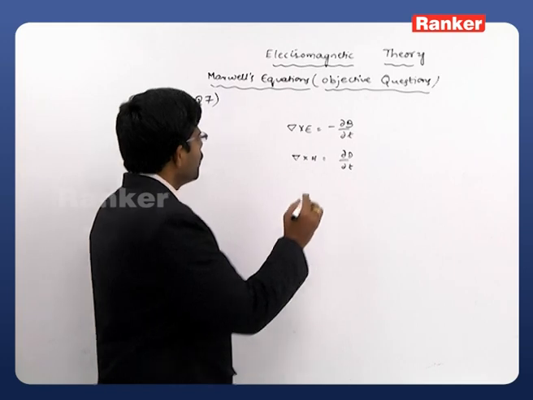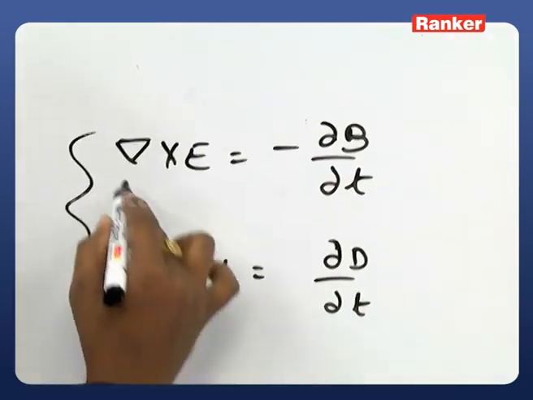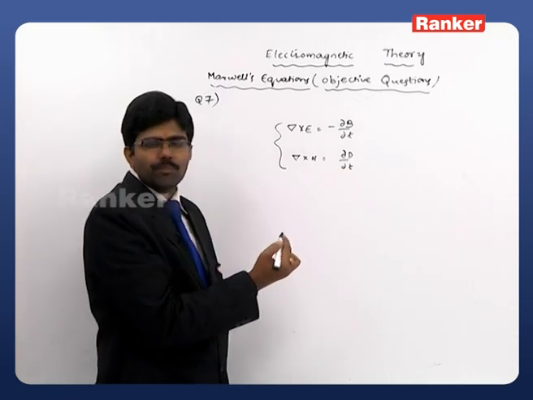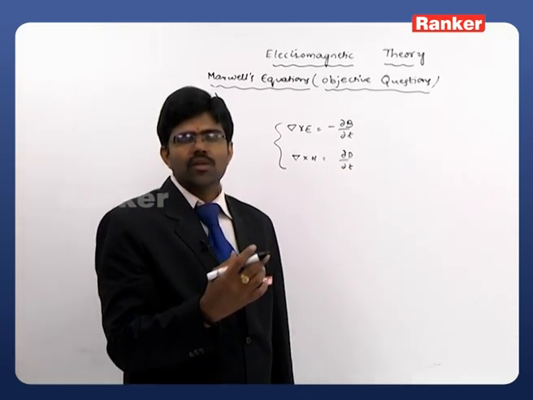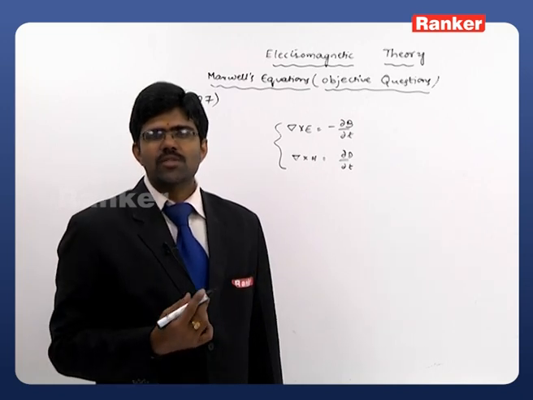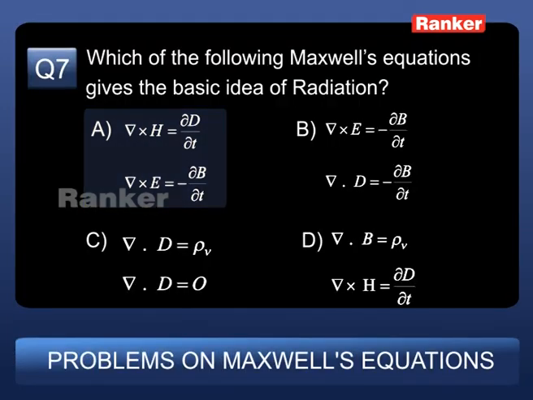So clearly if you have these two equations, that is del cross E equals minus dou B by dou T and del cross H equals dou D by dou T, clearly we can understand the phenomenon of radiation. So clearly these two equations appear in our option A. So option A is the correct answer. Option A is right.